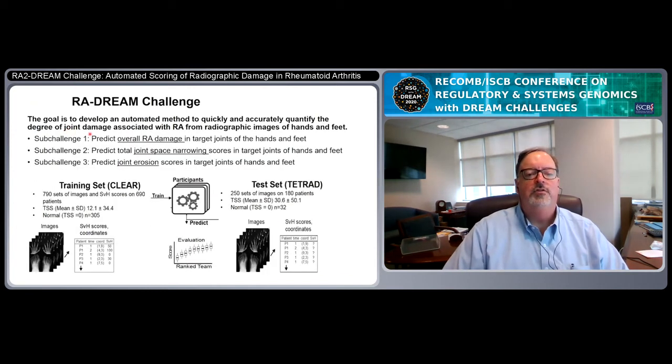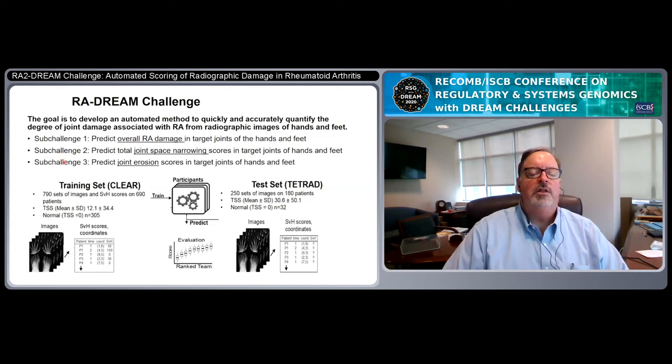So shown here is the goal of the challenge. You can see here we had a training set and a test set. The goal was to develop an automated method to quickly and accurately quantify the degree of joint damage associated with RA using images of the hands and the feet. Sub-challenge 1 was to predict the overall amount of damage in the target joints. That would include narrowing and erosions, in case that someone could analyze the films without segmenting particular joints.